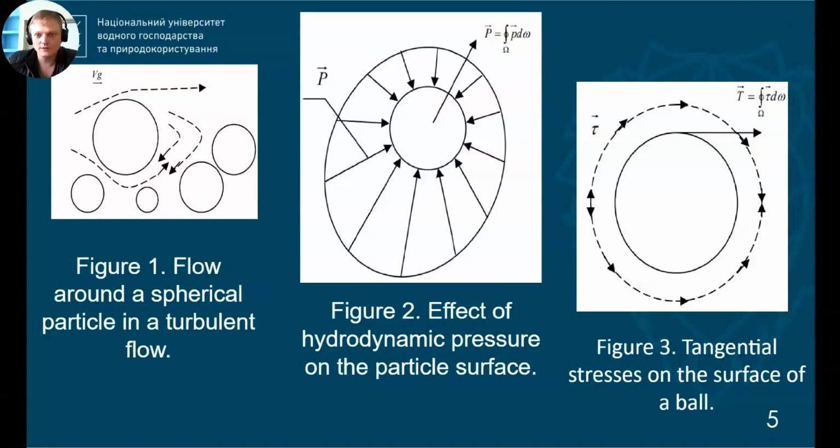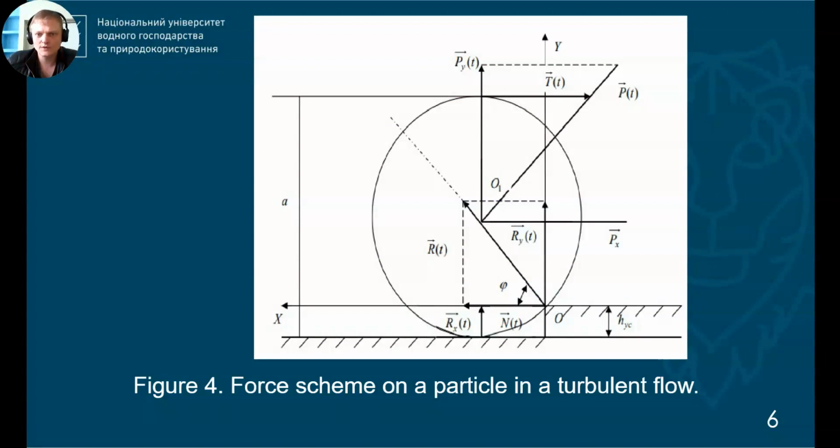On this slide, the following schemes are presented. In figure 1, we can see flow around a spherical particle in a turbulent flow. In figure 2, the effect of hydrodynamic pressure on the particle surface, and in figure 3, the tangential stress on the surface of a ball. On this slide, the fourth scheme is presented, showing forces on a particle in a turbulent flow.